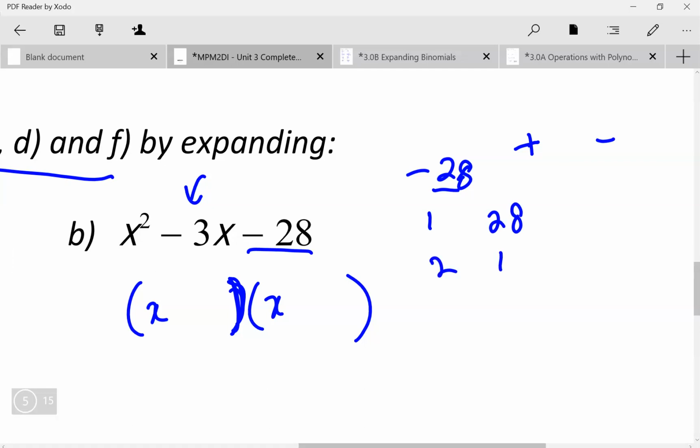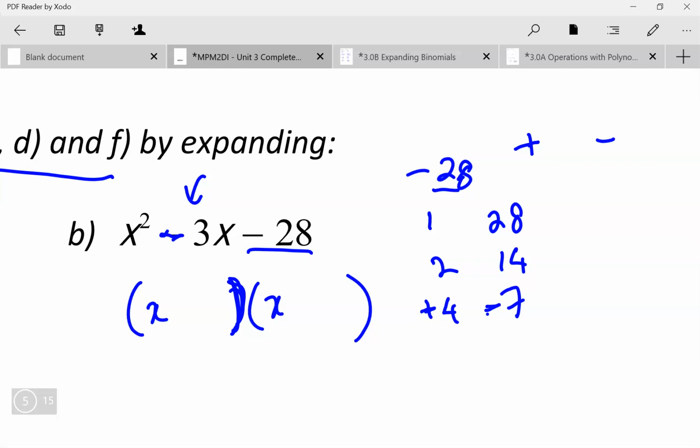So let's see, negative 28, there's not very many options there. 1 and 28, 2 and 14. They don't subtract to give me 3. What else is there? 4 and 7 do subtract to give me 3, but I have to put the negative in front of the 7. Why is that? Because if I do plus 4 minus 7, only then will I get negative 3 as my answer. So you got to make sure the signs match up too.